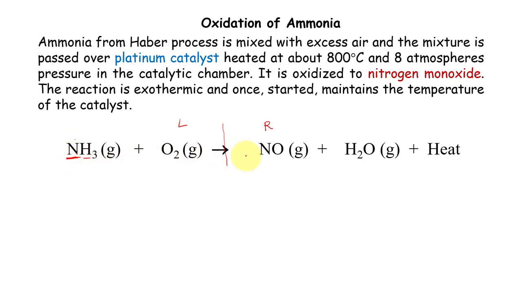Nitrogen is 1. This side nitrogen, we also have 1 atom. So nitrogen is balanced. Hydrogen, we have 3 this side. Hydrogen, we have 2 this side. So we need to first balance our hydrogen. But the trick we are going to use while balancing this equation is that we are going to try and balance the element which is alone last. So we shall balance our oxygen last because it's alone here.